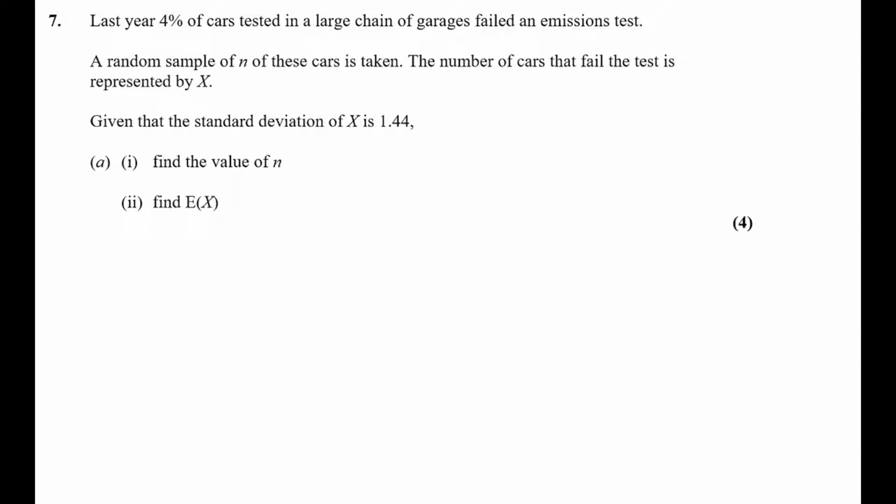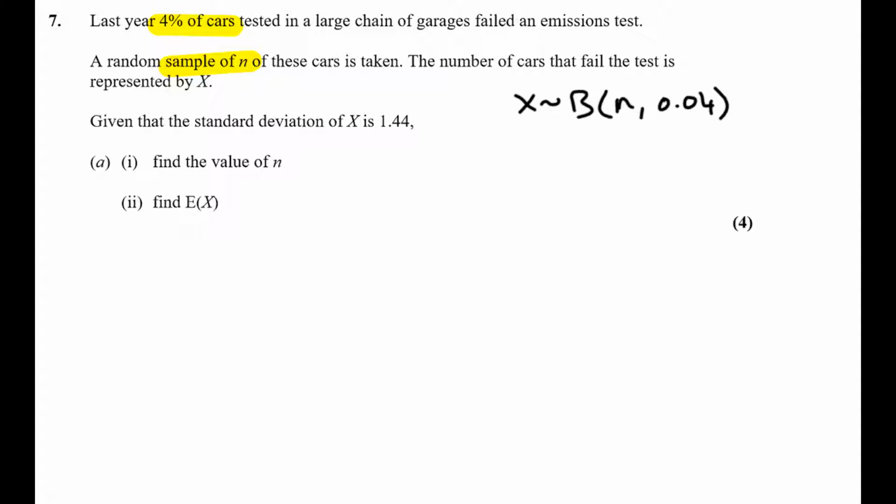Okay, so this has all the hallmarks of a binomial distribution. We have the probability here, which is going to be a fixed probability. We have n trials or n observations, or we have a sample size of n. So from there we should be able to state a binomial distribution. The only unknown here is n, and that's what we're going to try and find.